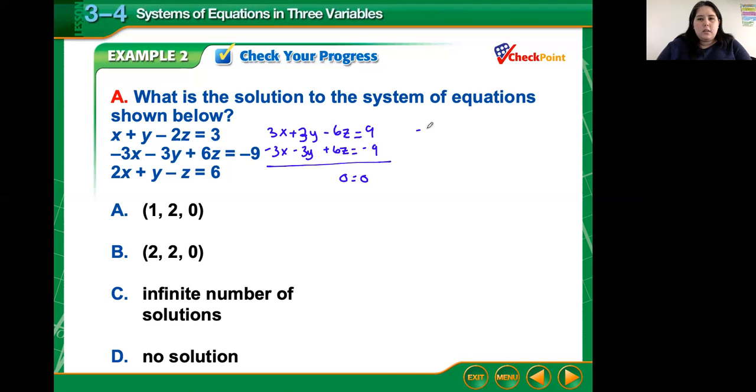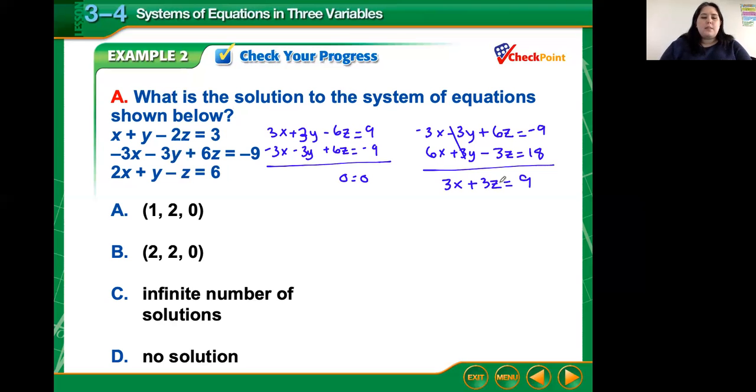So we're going to use negative 3x minus 3y plus 6z equals negative 9. And I'm going to multiply the second one by 3. So we get 6x plus 3y minus 3z equals 18. The y's cancel out and I'm left with 3x plus 3z equals 9. So that works. I have a 0 equals 0 and I have an equation, so I can work with that. So that means I have an infinite number of solutions.